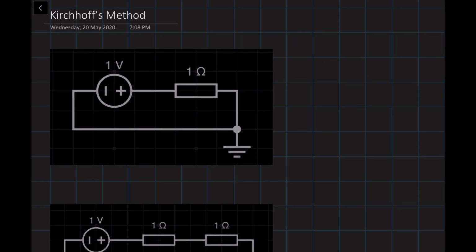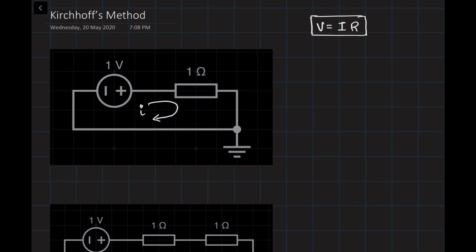So in the first problem, let's take the current in the clockwise direction. This is what we are going to follow in every single problem, that I'll be taking current in the clockwise direction. Let us name it as I. And always remember Ohm's law, which is V equal to IR. This is what you should always remember, because Kirchhoff's law is an extension of Ohm's law, especially the second law.